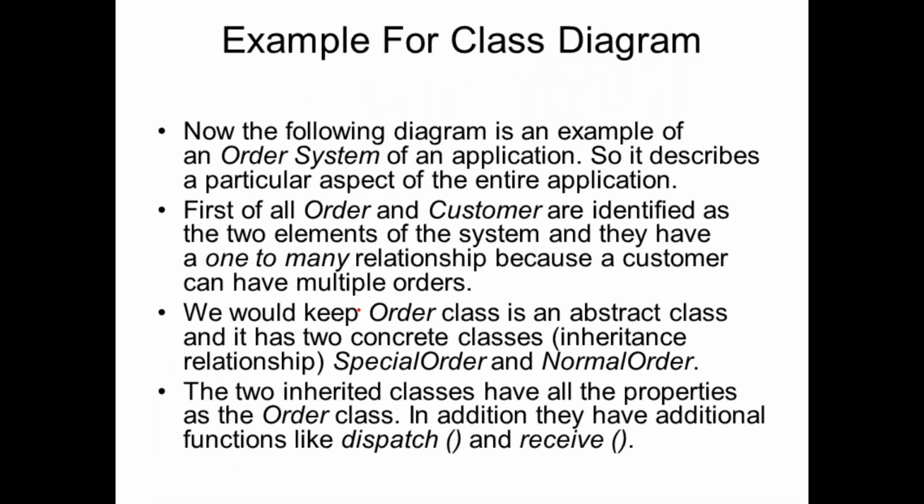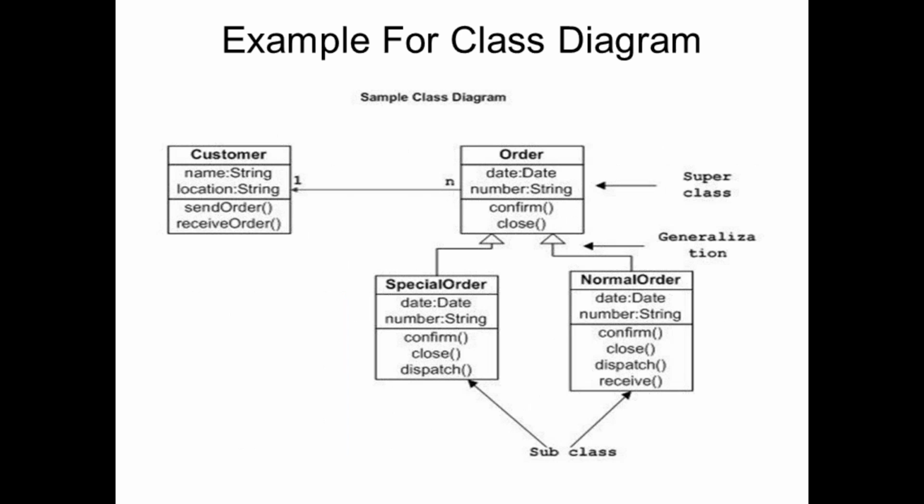Is that clear? So now this is the example that we were talking about. The customer class has a relationship with the order class. It's a one-to-n relationship. You have the parent class and the inheritance relationship. This is the symbol we use in the diagram to define the inheritance relationship, where the child classes inherit the behavior of the parent class.